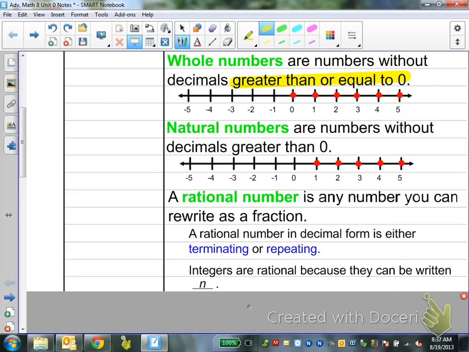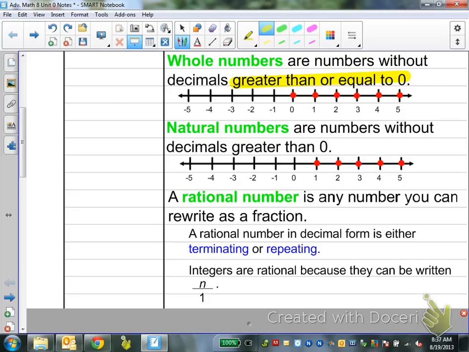Okay, so terminating means that the number stops. So for example, 1.23, and that's it. Repeating means that the decimal repeats. So it can be 1.23232323, and so on and so forth, all the way to infinity.